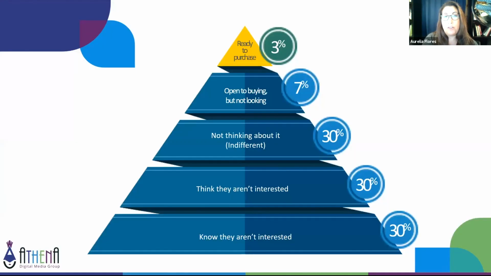So, there's my 3% standard, right? You've got 3% at any one time ready to buy. Another 7% are open to buying, but they're not looking. 30% are definitely not thinking about it. 30% think they aren't interested, and another 30% know they aren't interested. So you're looking to hone in on that 3%.